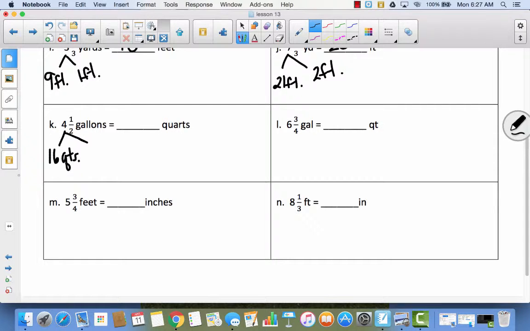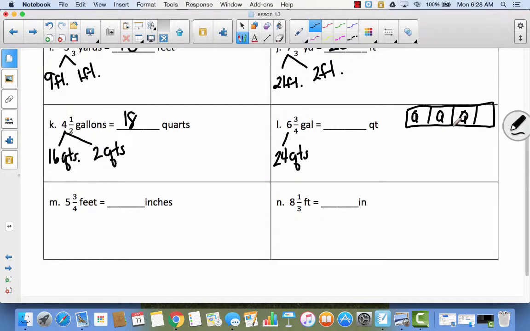And then what would be half? Well, half of 4 would be 2. So that would be 2 quarts. So together that equals 18 quarts. All right, so let's take a look at 6 3/4. So 6 times 4 would be 24 quarts. And then if I had 3/4, so if there's 4 quarts in a gallon, so let's think about this in terms of this. So if I took my gallon and divided it into 4 parts, and there are 4 quarts, and each of these was a quart, if I had 3/4, I would have 3 quarts. So 24 and 3 makes 27 quarts.